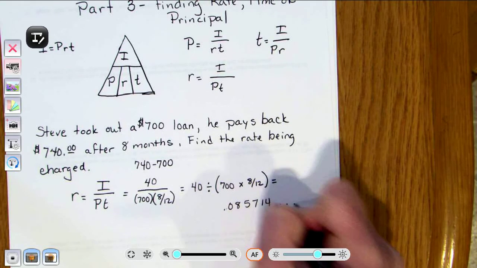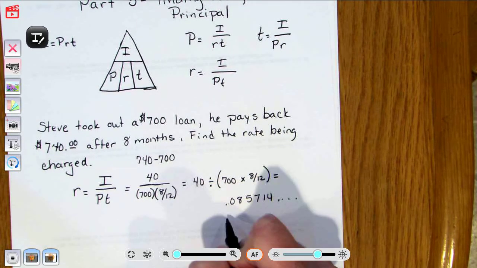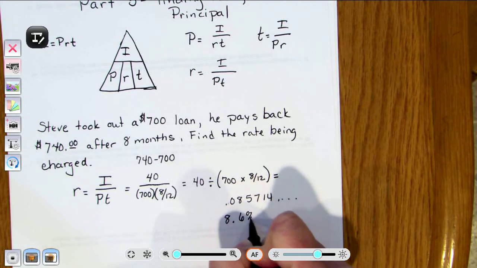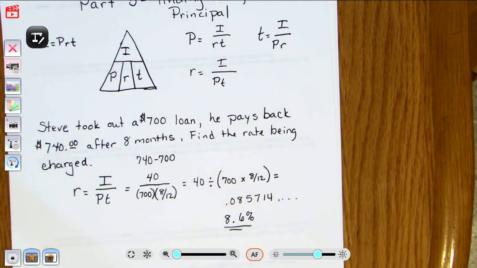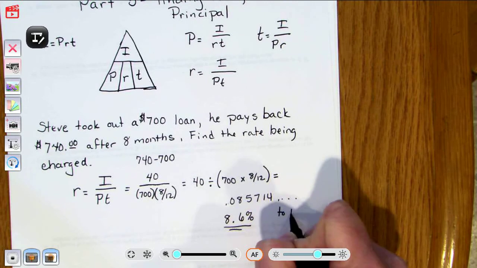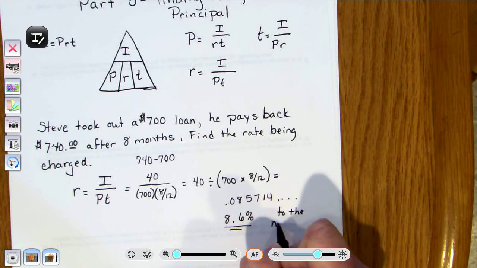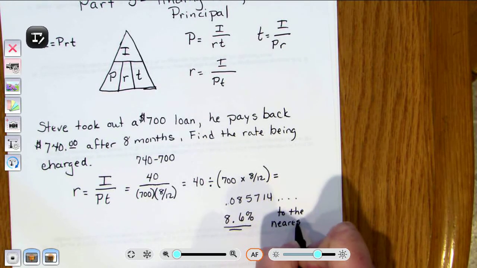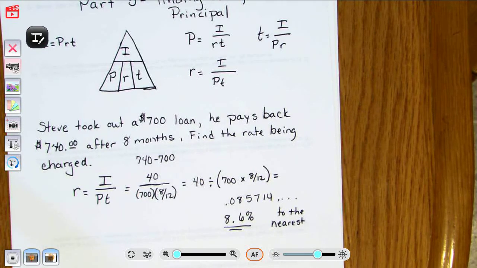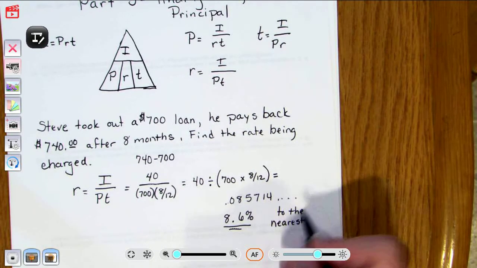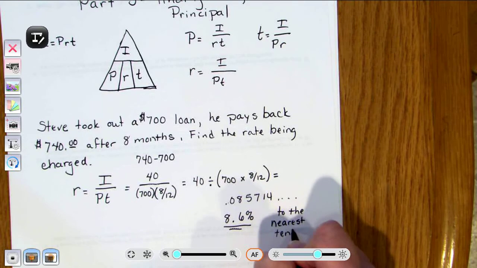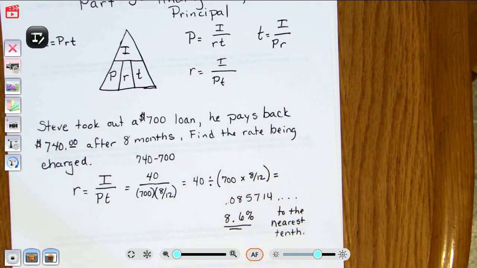And I come up with 0.0857114, and there are more decimals. So to the nearest tenth of a percent, this would be 8.6% if I rounded it to the nearest tenth. Remember, we want to move our decimal first and then round, so that we round to the place that we want to. I usually have been going to the nearest tenth in this course. I will probably continue to do so.